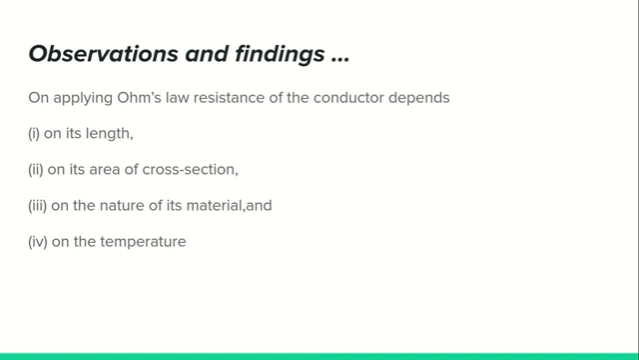And to conclude on this, we can say that the resistance of a conductor depends on the length of the wire, area of cross section, the nature of the material, and on temperature. From the exam point of view, this is a very important part. You can get a question as to on what factors the resistance of a conductor depends.